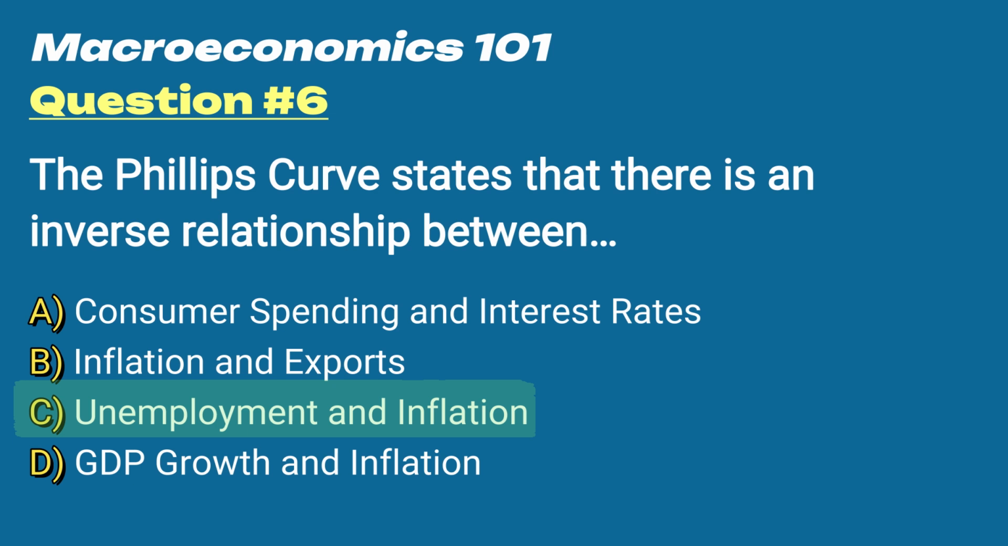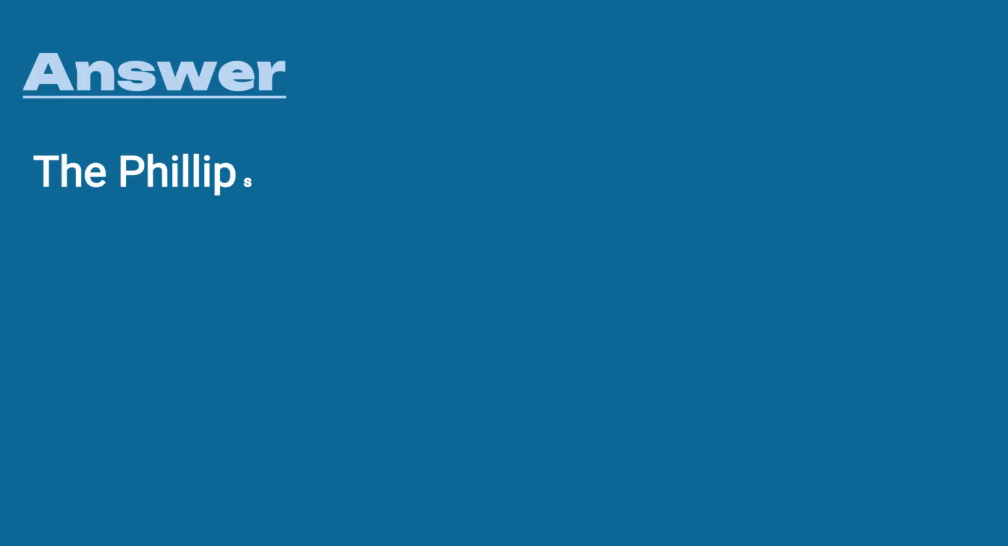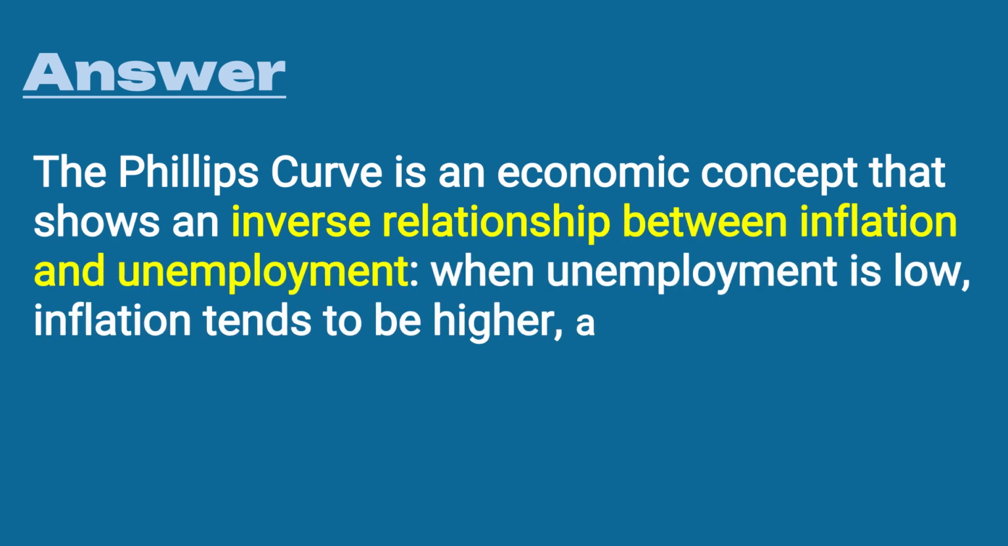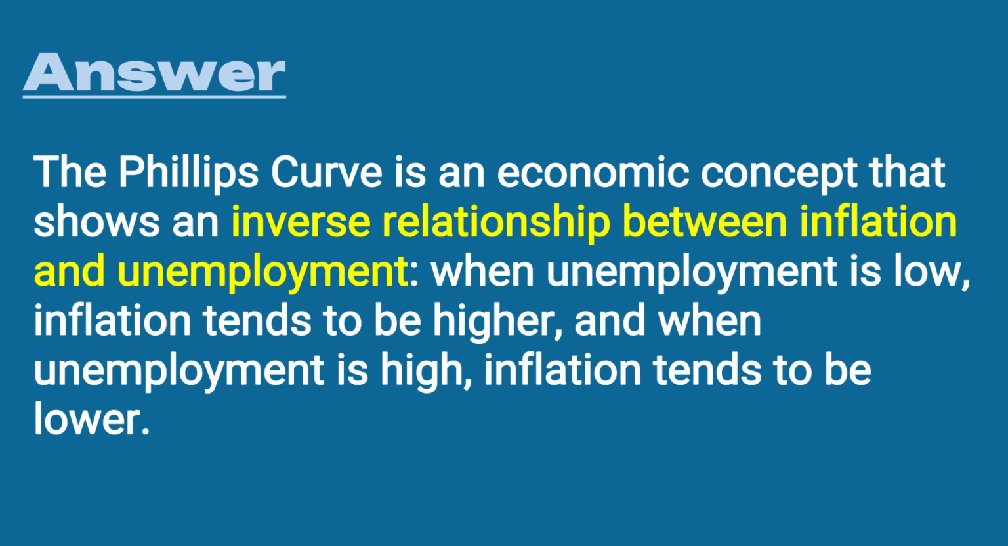The answer is C, unemployment and inflation. The Phillips curve is an economic concept that shows an inverse relationship between inflation and unemployment. When unemployment is low, inflation tends to be higher. And when unemployment is high, inflation tends to be lower. This was a concept that got challenged in the 1970s when stagflation would take place, where unemployment and inflation were both high at the same time.